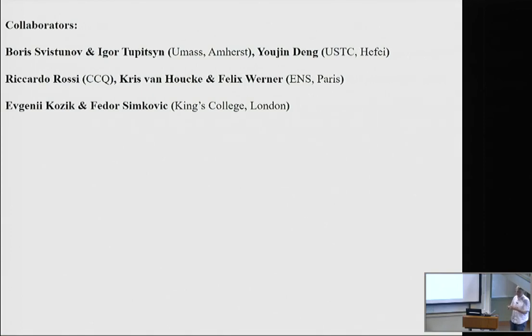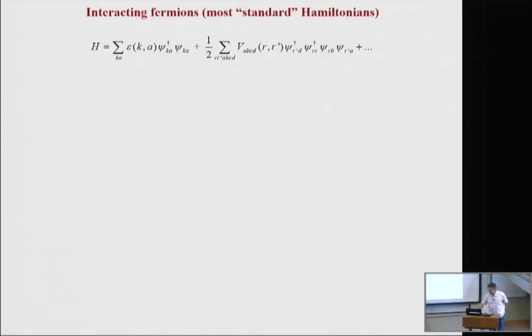Different pieces, maybe only one or two slides, but nevertheless. Boris Svistunov from the University of Massachusetts Amherst. Eugene Deng is our collaborator from China at USTC in Hefei. Riccardo Rossi is now at the Center for Computational Quantum Physics at the Flatiron Institute. Chris Van Houcke and Felix Werner from ENS in Paris, and also Evgeny Kozik and Fedor Šimkovic from King's College London. And Fedor is moving to Ecole Polytechnique.